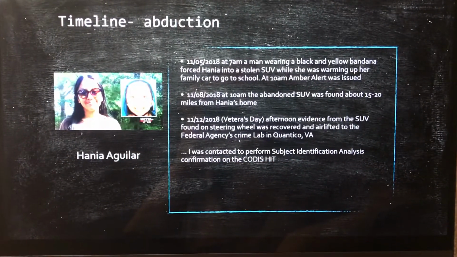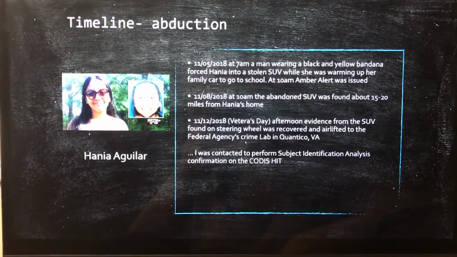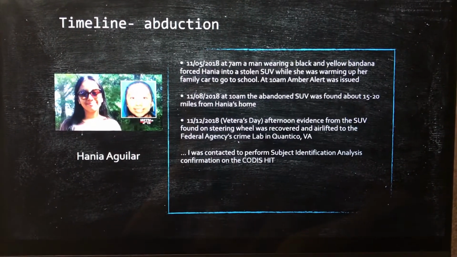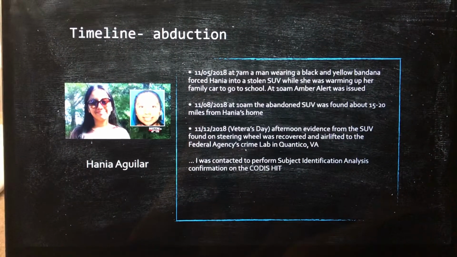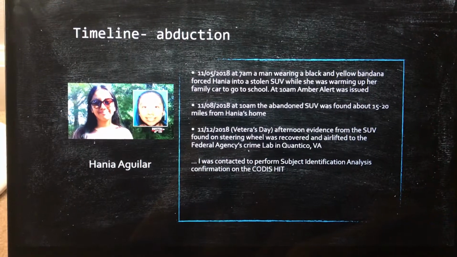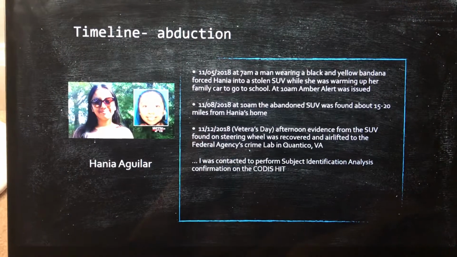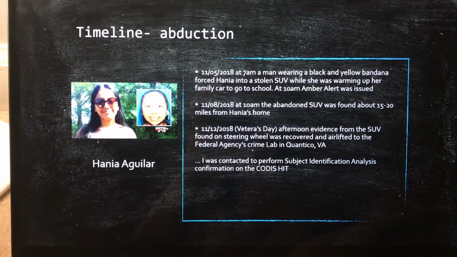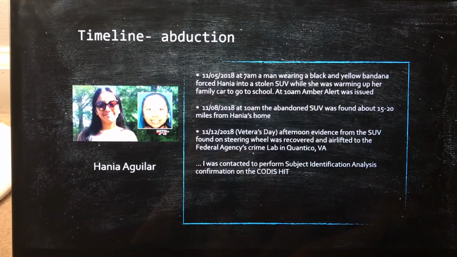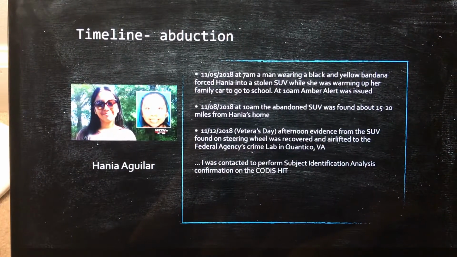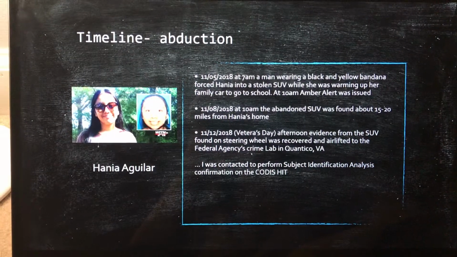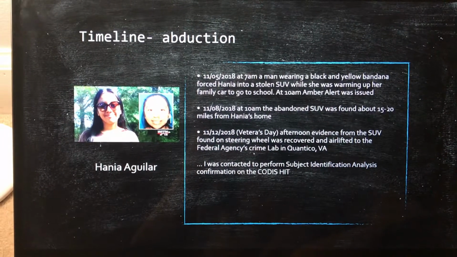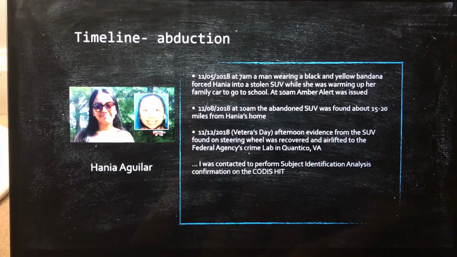It's about 13-year-old Hania Aguilar, who was abducted at the end of her driveway as she was warming up her female car to go to school. Later on, the SUV was found about 20 miles away from her home. Evidence was recovered from the steering wheel and airlifted to the federal agency crime lab in Quantico, Virginia.